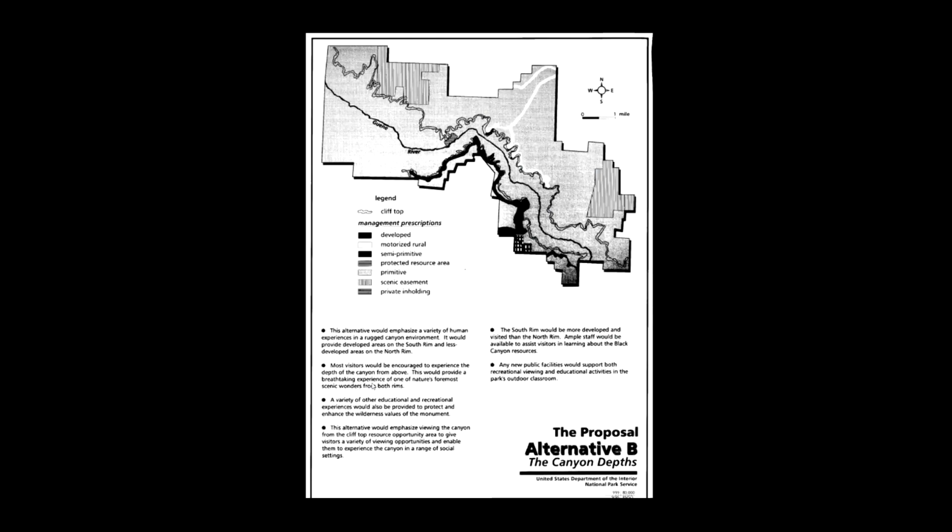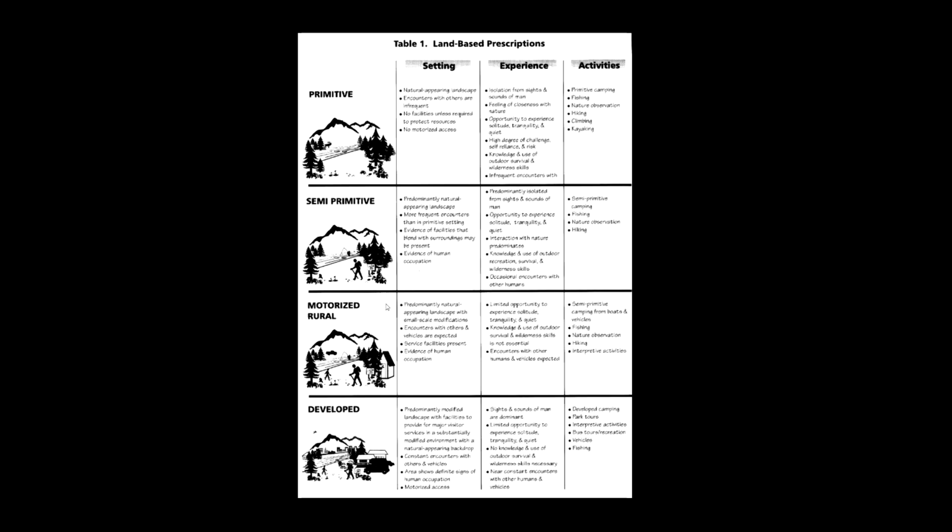All right, this is another example just to give you that there are other ways of describing things. So in this park, this is part of a NEPA planning tool. They're showing some different zones. So developed, motorized, rural, semi-primitive, primitive, protected, primitive, scenic easement, private inholdings. So just slightly different, but just to let you know that each park is different from the next. And then describing each of those in that last area.